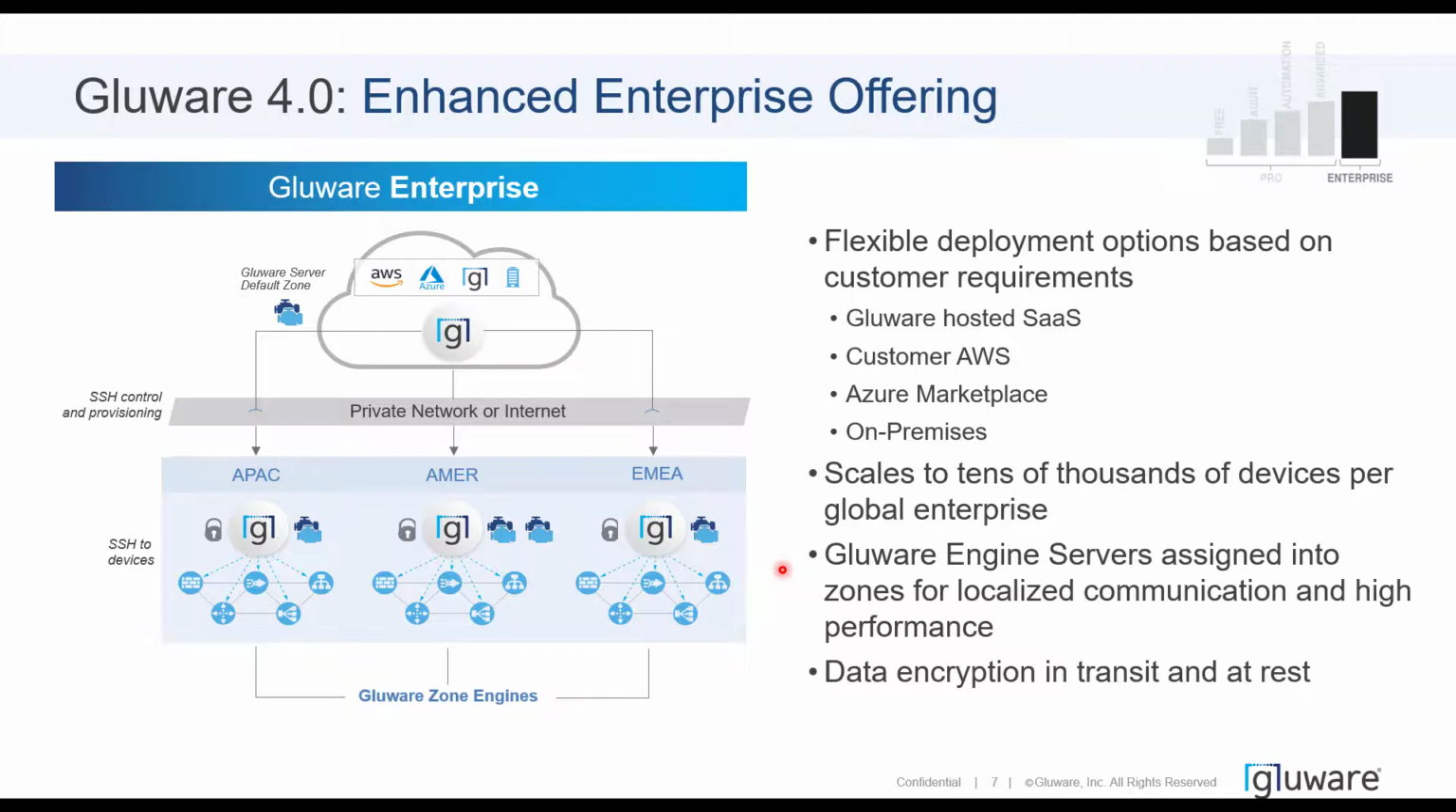So this gives you a really highly scalable option, and this is oftentimes one of the main reasons customers choose to go enterprise, if they're a global network or require really high performance when it comes to the number of network nodes they're executing drifts and audits and provisioning tasks on. So that's really the high-level overview of Gluware Enterprise.